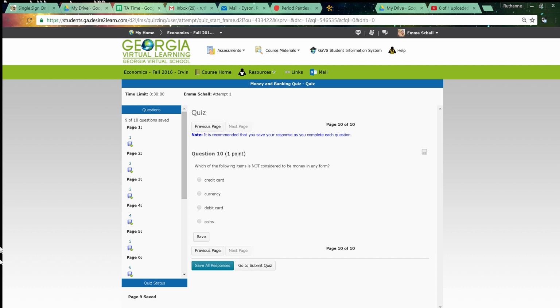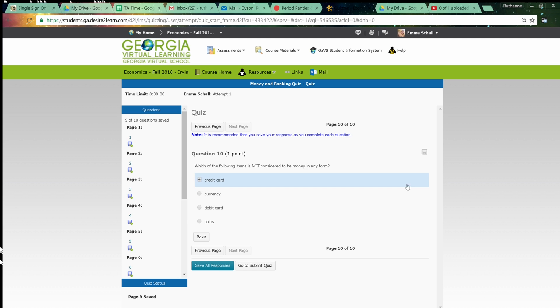Which of the following items is not considered to be money in any form? So coins are definitely money. A debit card is tied directly to your bank account. So I would say that this is money, because a debit card is used in the same way that writing a check is used, and it's used in the same way that if I just went to the bank and withdrew cash and then paid for it with cash, it just prevents me from having to do that. Currency, that's the definition of money. And then a credit card.